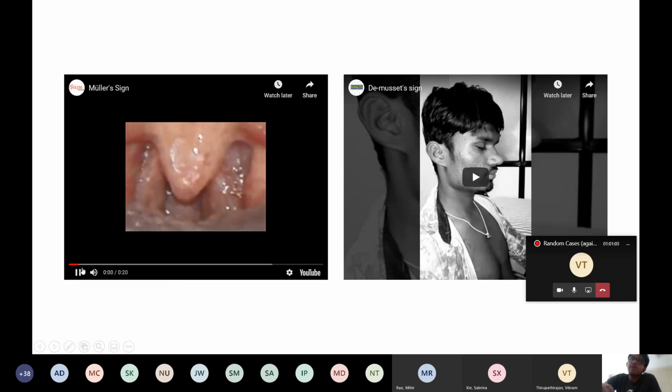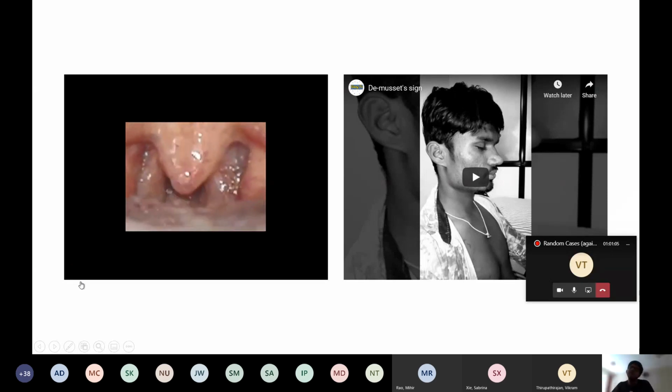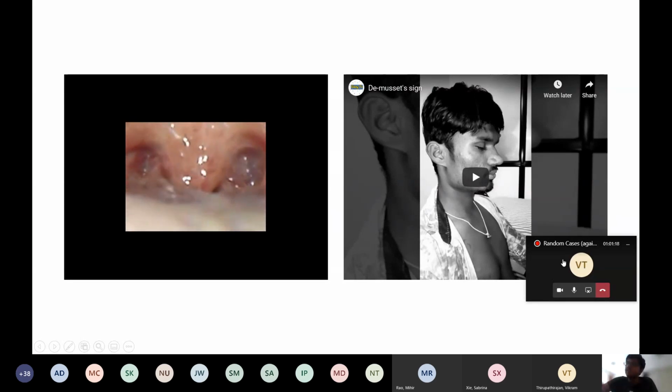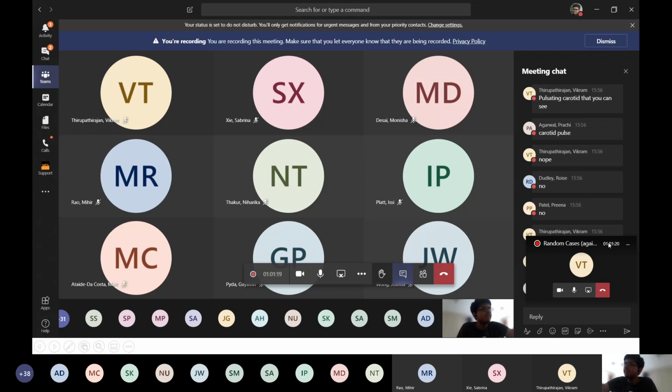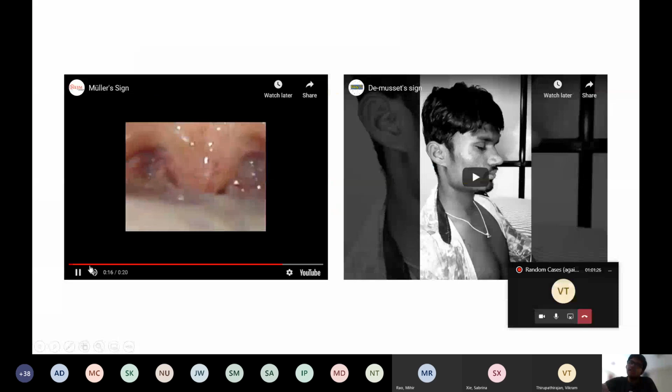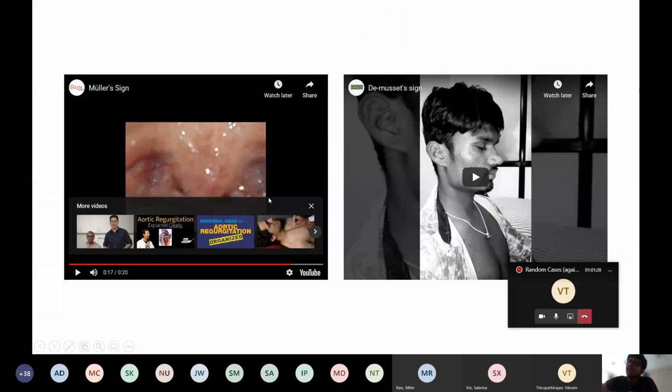What part of the body are we looking at? So this is Muller's sign. Does anyone know what part of the body this is? It'd be really funny if the video is not playing again. Yeah, we are looking at the uvula. That is exactly correct. So you get the uvula pulsing up and down in tandem with your pulse.